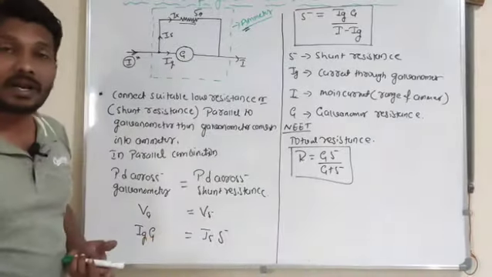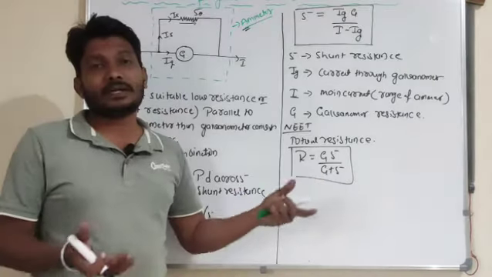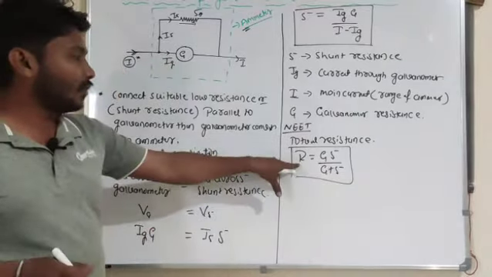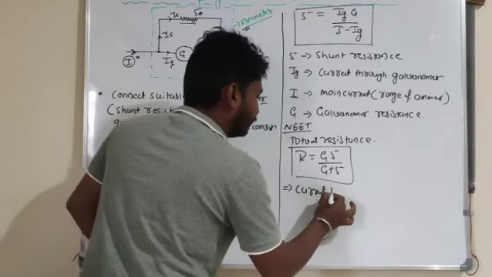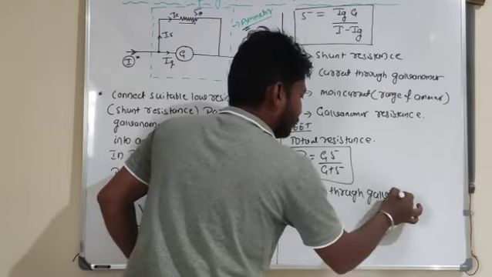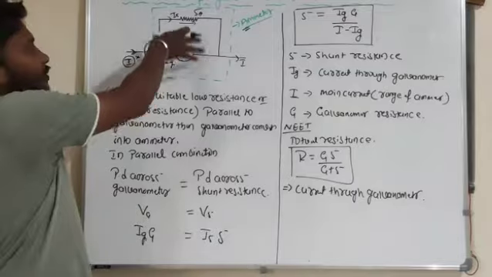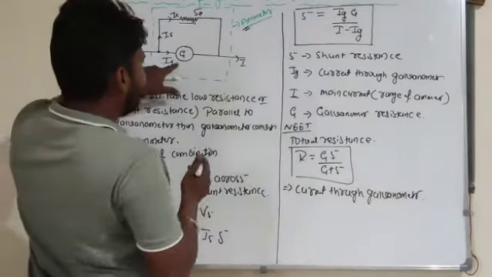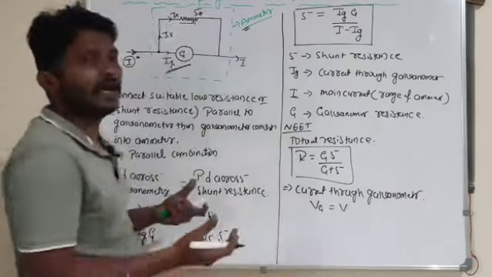So in case of parallel combination, we know this formula: 1 by Rp is equal to 1 by R1 plus 1 by R2, so Rp is equal to R1 into R2 divided by R1 plus R2. So this is the value of total resistance. Now we can find the current through the galvanometer. Here these two are in parallel combination, which means the potential difference remains the same. Look here, the potential difference remains the same, so V of G is equal to V.